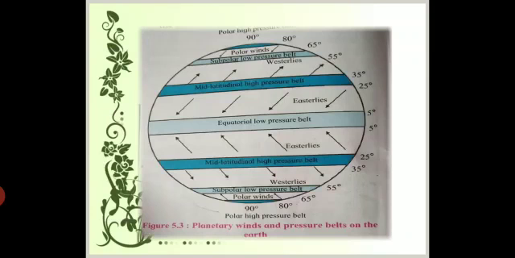So what are polar winds? In both the hemispheres, winds blowing from the polar high pressure belt to the subpolar low pressure belt from 55 degree to 65 degree parallels, as you can see in the figure, are called polar winds, and generally they blow from east to west.